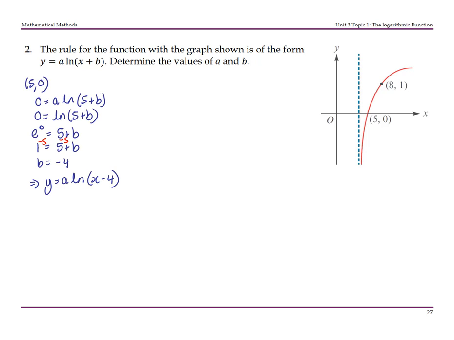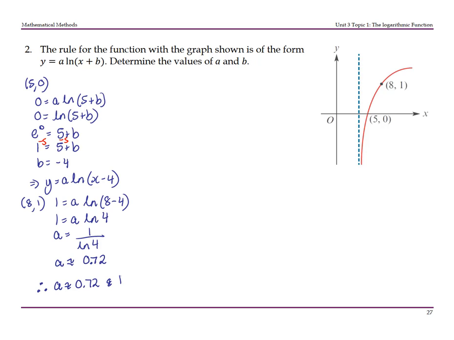We have another coordinate which is (8, 1). 1 equals a ln of (8 minus 4). 1 equals a ln of 4. So a is 1 divided by ln of 4. Going to a calculator, that is approximately 0.72. So therefore, a is approximately 0.72 and b equals -4.